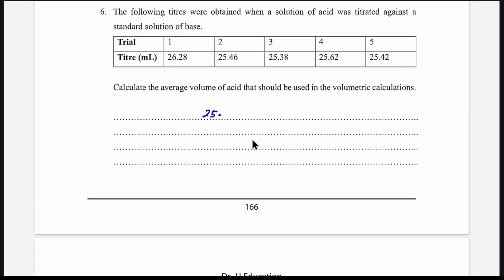So when you have this, you get the closest 3 values, which is 25.46. So what are the closest 3 values now? I would not do that. Right, so what is the answer? It's going to be 25.46 plus 25.38 plus 25.42 divided by 3, which is 25.42. So you reject this one because it is off.